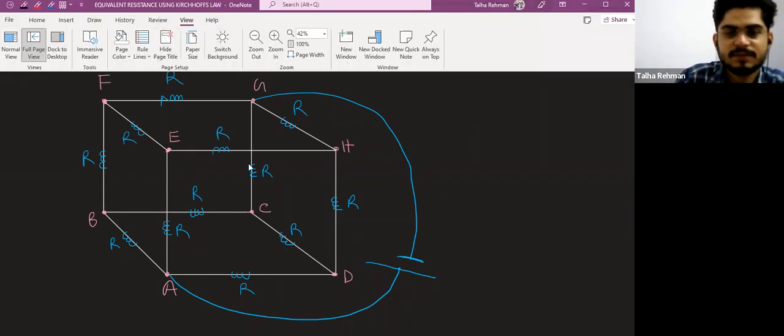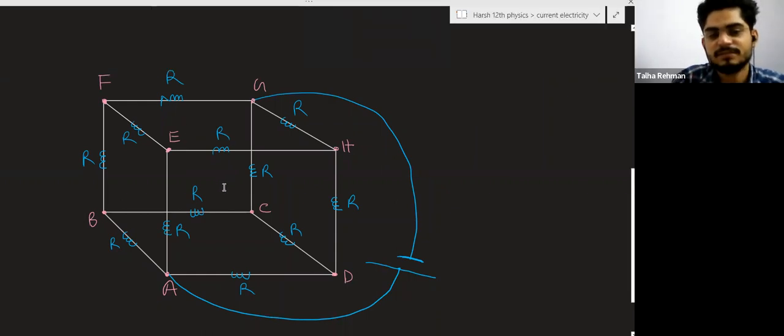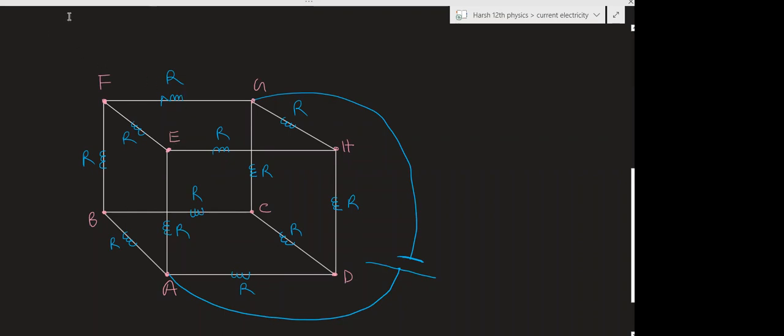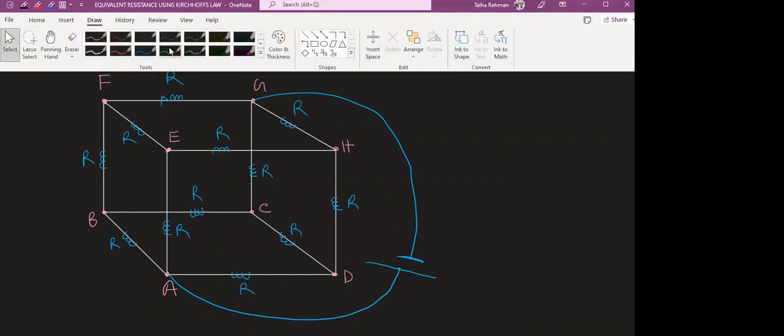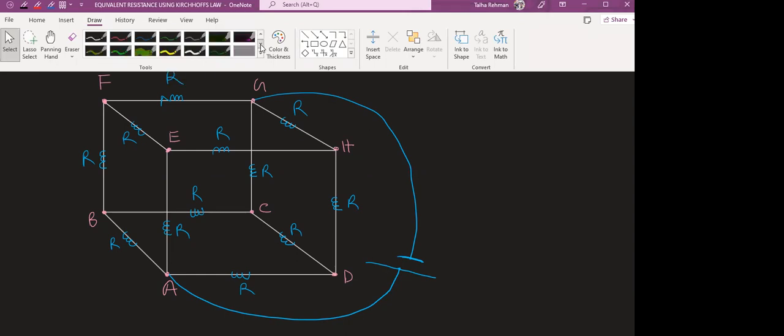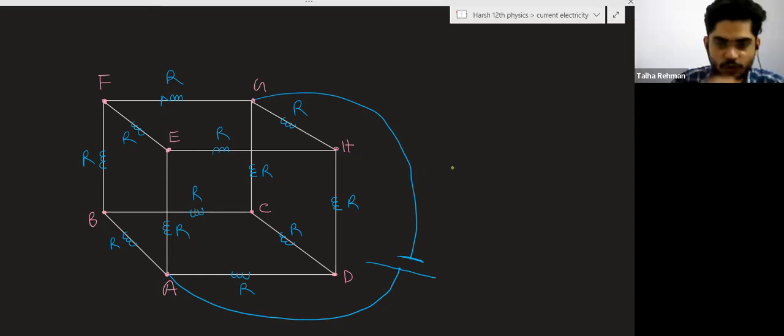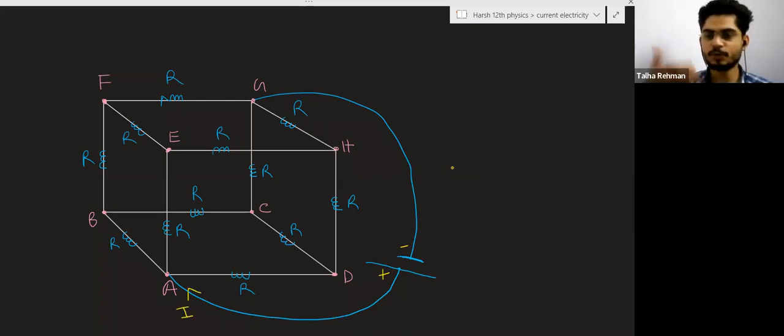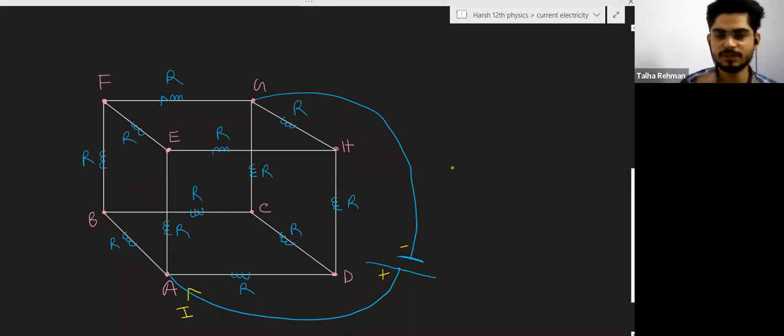The challenge is we have many resistances. How many resistances are there in total? Just a minute. 12 resistances are there, because we have 12 edges, and at each edge there is one resistance. Suppose this is the positive end and this is the negative end, and the current is flowing from here. I am telling you the procedure for how you will solve this question. This is a little bit complicated question.